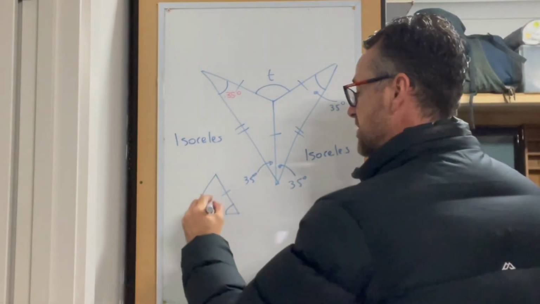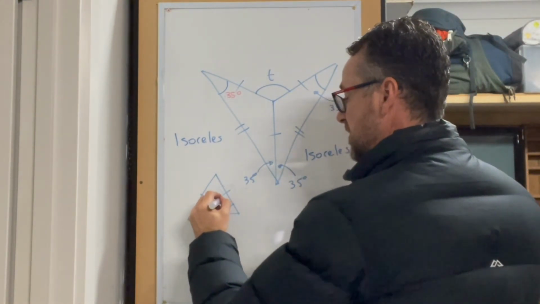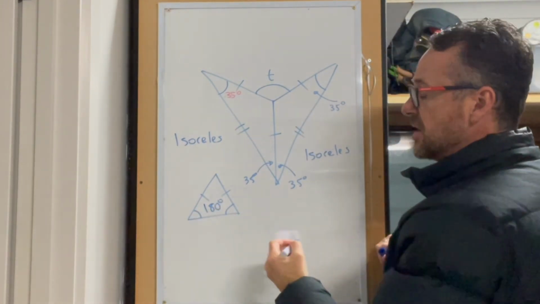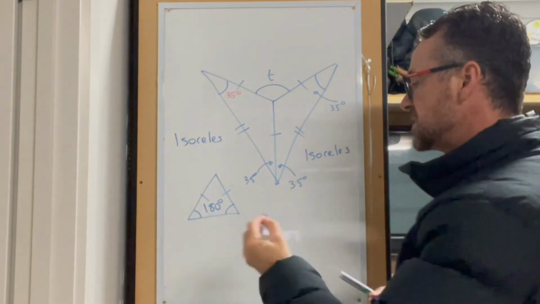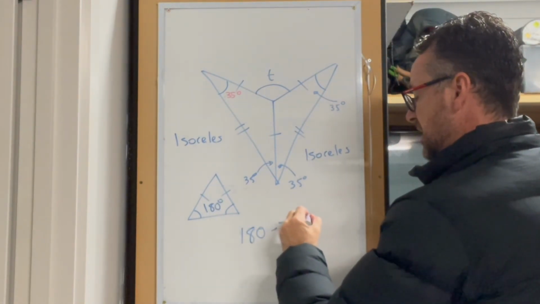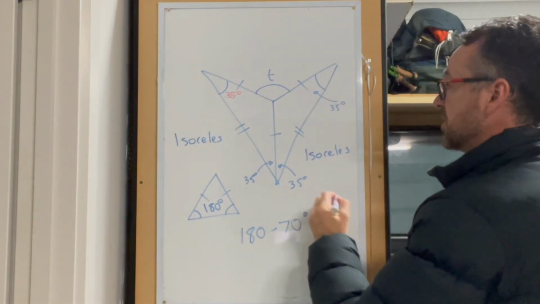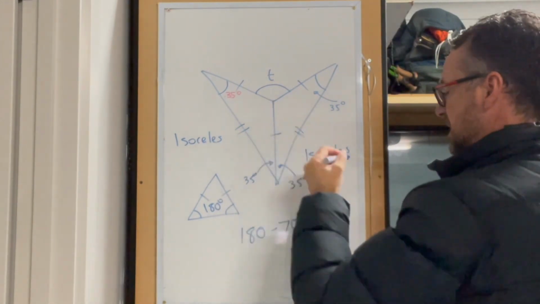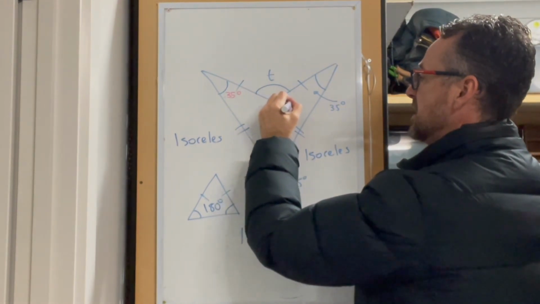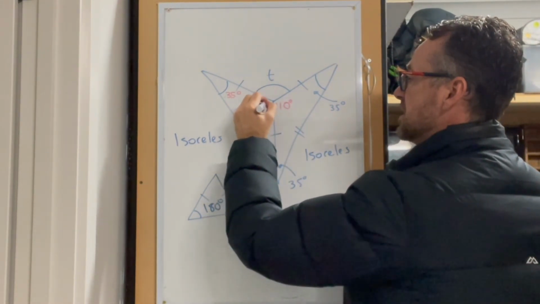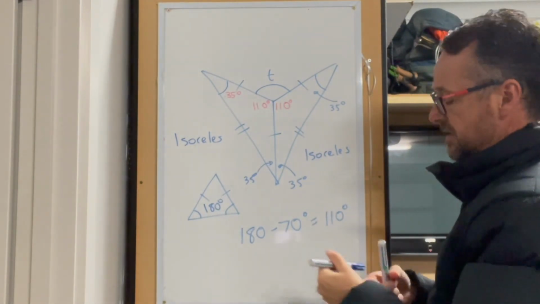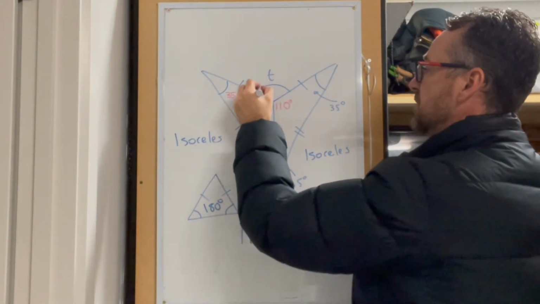Okay, now, once we know that, we can then go to the idea that every triangle is equal to 180 degrees in total degrees. And we have here 35 and 35. So 35 and 35, 70. So 180 take away 70 is going to equal 110 degrees. So that tells us that in here, it's 110 degrees in here. And it's 110 degrees in here, okay?